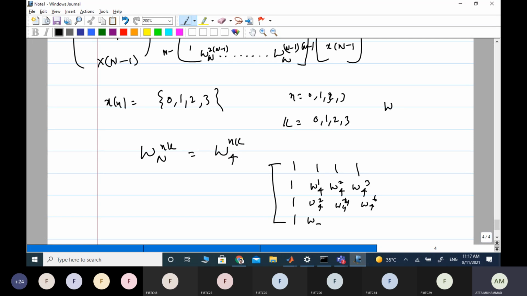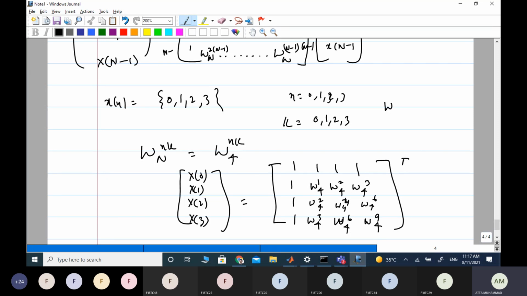W4 power 4, W4 power 6, W4 power 3, W4 power 6, W4 power 9. Okay, so we have x of 0, x of 1, x of 2, x of 3 as frequency components, and we have the time domain signal x of 0, x of 1, x of 2, and x of 3, right?